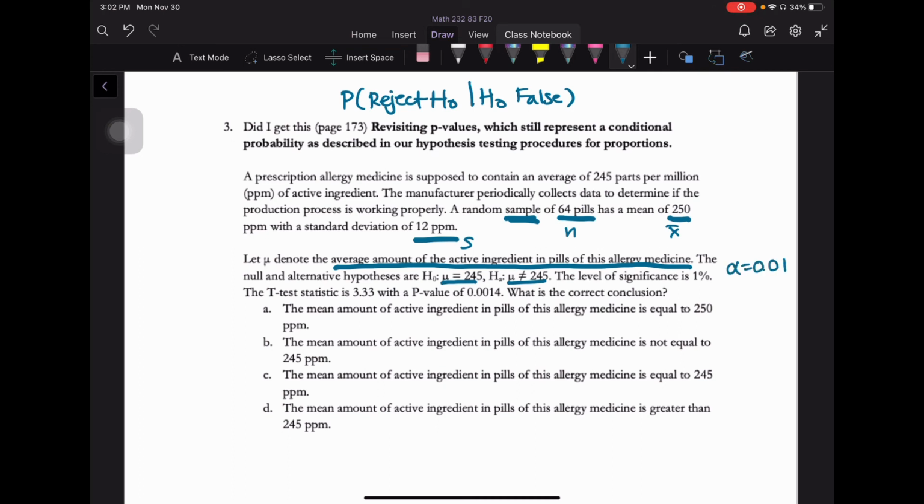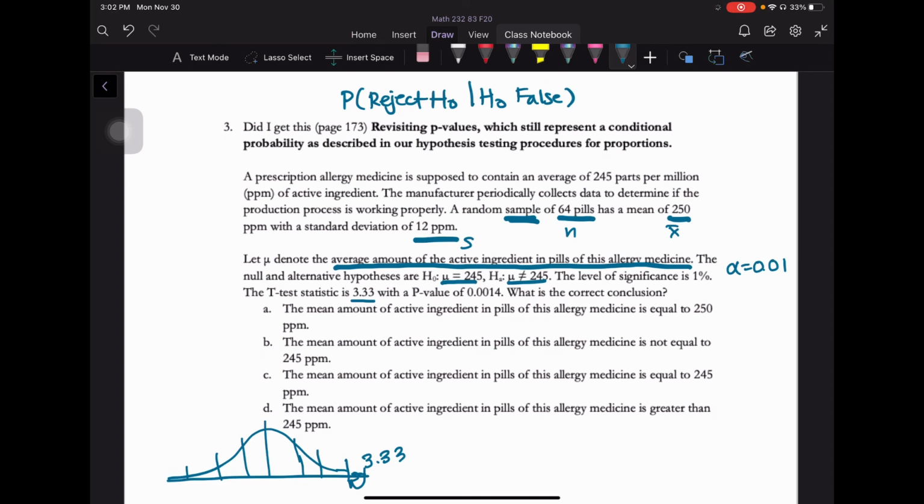They ran the numbers and calculated a test statistic of 3.33 with the p-value very, very small. What's the correct conclusion? Well, remember the test statistic of 3.33. Remember, we've got 68% within one standard deviation, 95% within two, and 99.7% within three standard deviations. This value is over here, which is very, very small. And so that's significant. And that means that we're going to reject the null and we're going to say that there is a difference.